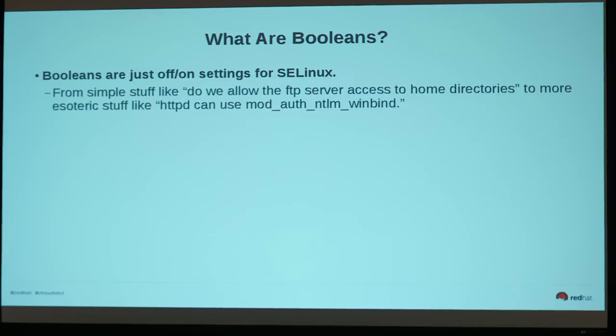Now, you heard me talking earlier about Booleans. Booleans are just on-off settings for SELinux. Over time, we've done a lot of analysis and got a lot of feedback from customers, and we figured that there are some cases that just don't make sense, so we leave them turned off. And then some cases that everyone does, so we leave them turned on. But basically, it's things like, do we allow the FTP server access to users' home directories? If a common configuration is that the FTP server allows access to home directories, but sysadmins are making mistakes and leaving that on, we will generally flip the bit on the Boolean to say, nope. But it also goes to some more esoteric stuff like HTTPD can use mod_auth_ntlm_winbind, because we all want to authenticate against Windows.